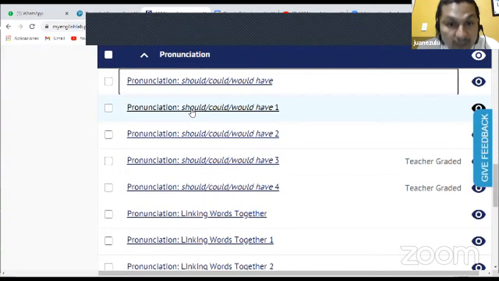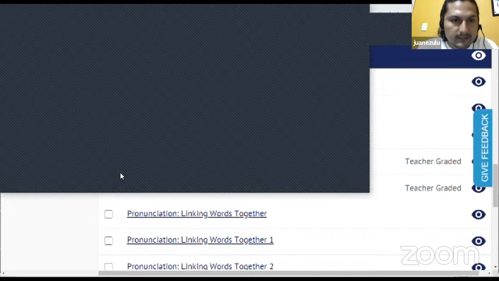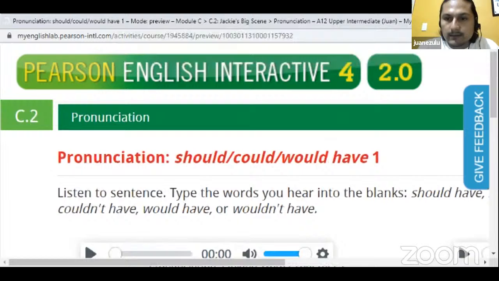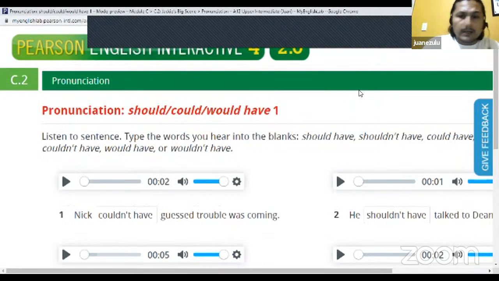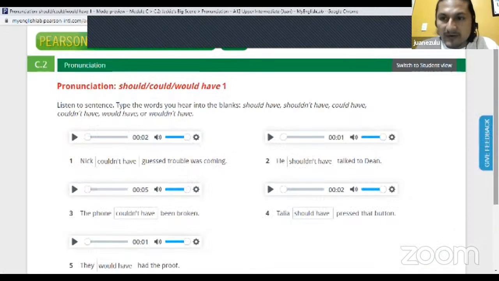So let me open this one, pronunciation. Let me share a new screen. This is it. All right. So here, this is an activity you are going to be working on. But before I activate it, I would like to clear things out, okay? So here we have: listen to the sentence, type the word you hear into the blanks. Shouldn't have, should have, could have, couldn't have, would have, or wouldn't have, okay?